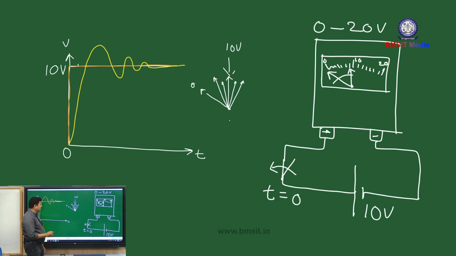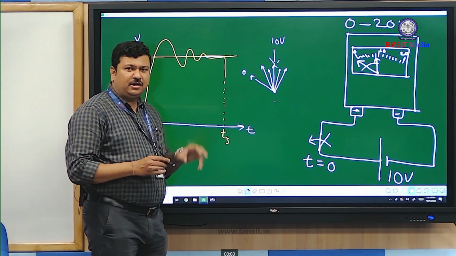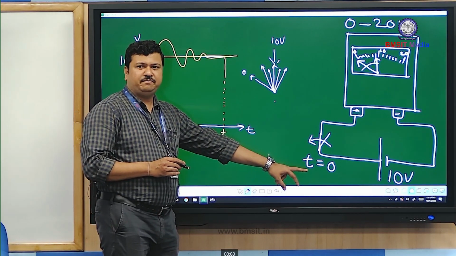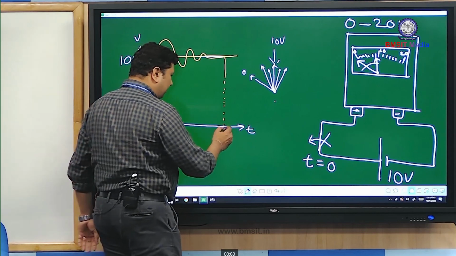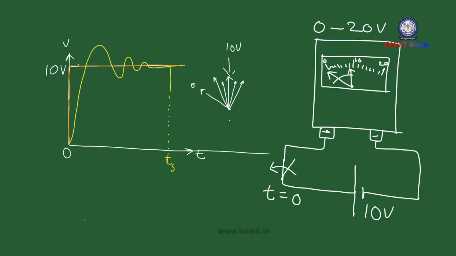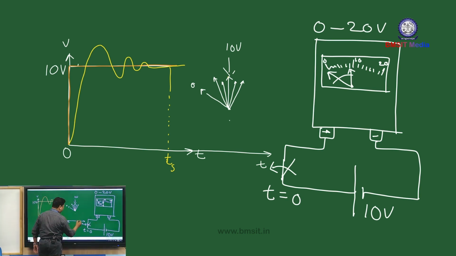Now observe, the final 10 volt reading is available to me after some value Ts. I call this Ts the settling time. The pointer has settled down to the final value of the applied battery voltage. Now hereafter, for all values of t, t tending to infinity, the value will remain 10 volts.